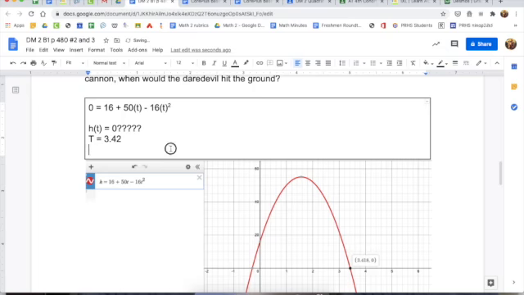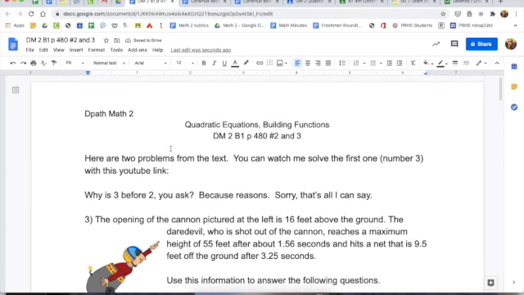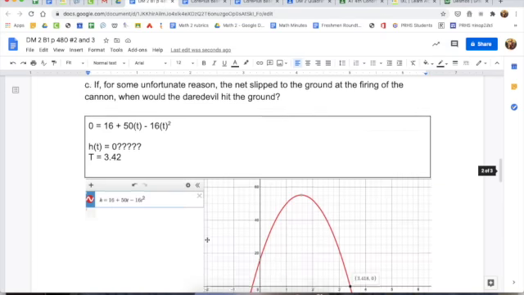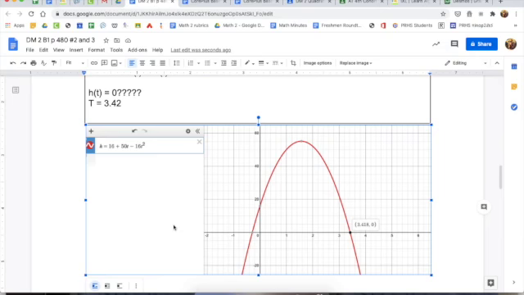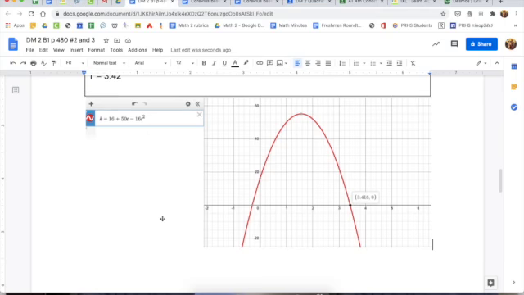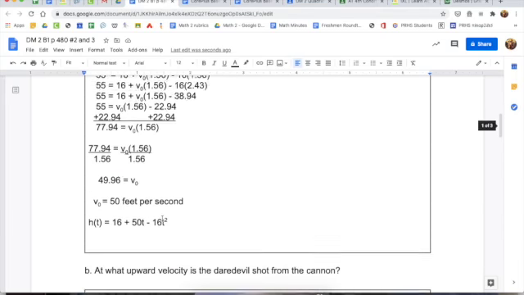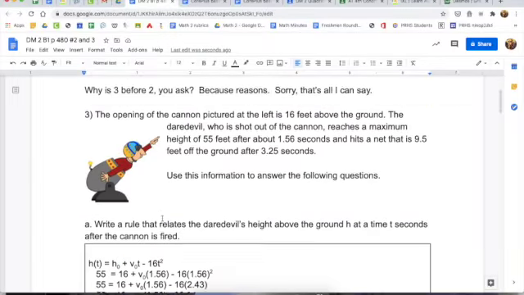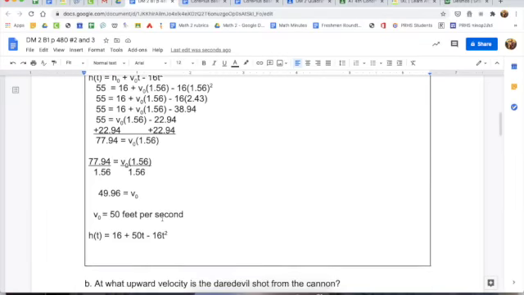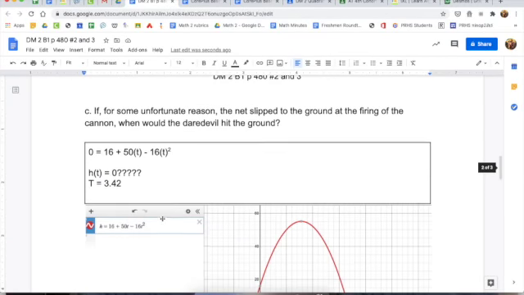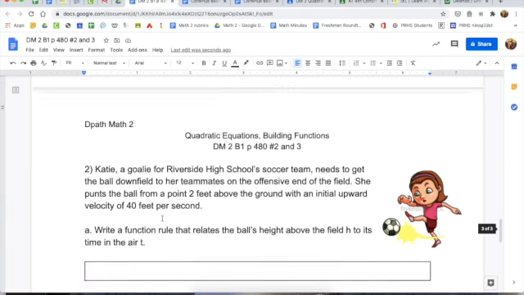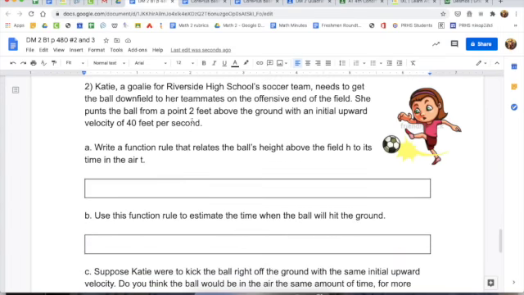And that is all the answers and how you would find the answers, sometimes using algebra when we can, and sometimes using a graphical solution when we can. There's also ways that we could use a table. That's a lesson for another day. In this problem, I've now written out the answers to problem number 3, the first one, and shown you the steps in this video. So hopefully that's enough to help you complete problem number 2 about Katie, the goalie at Riverside High.